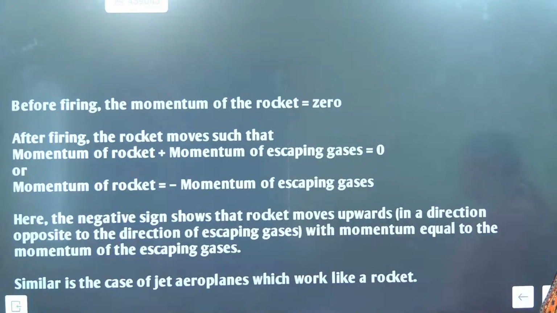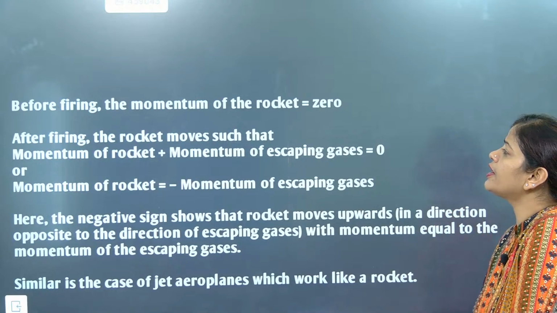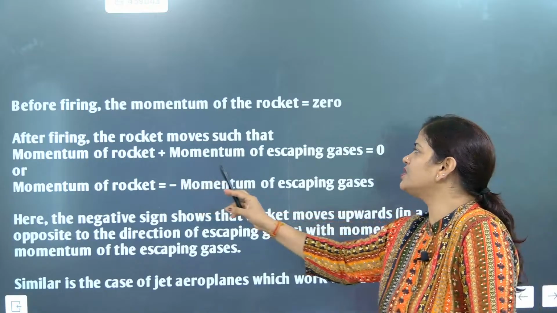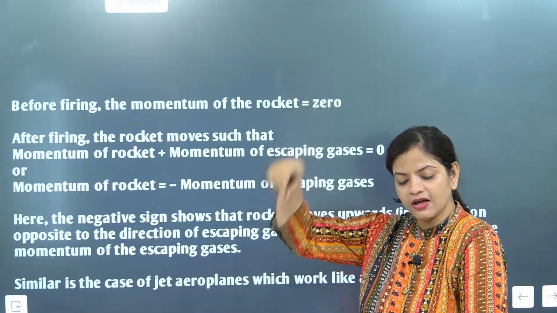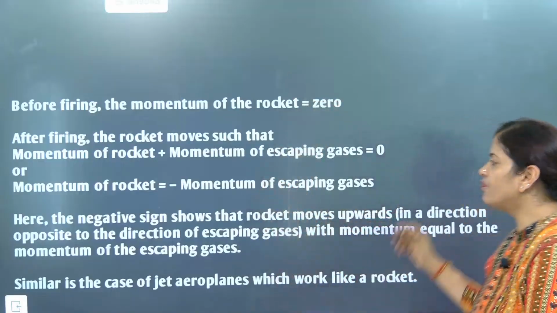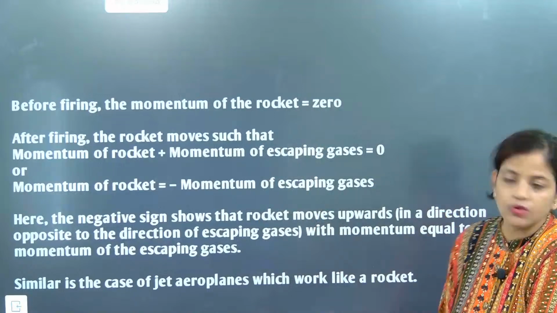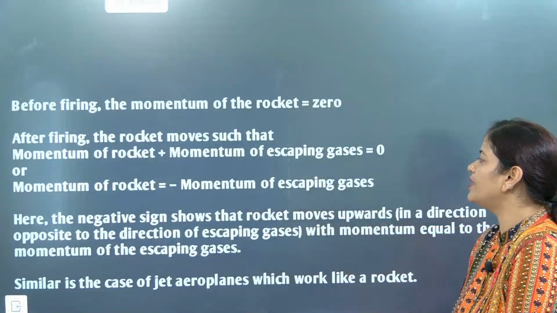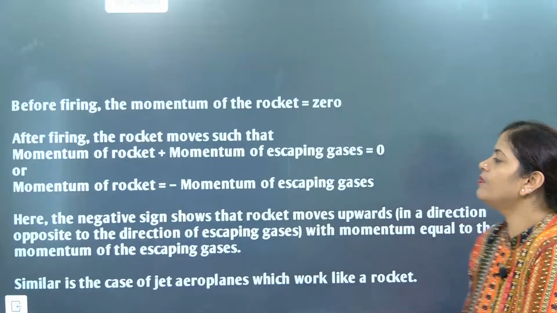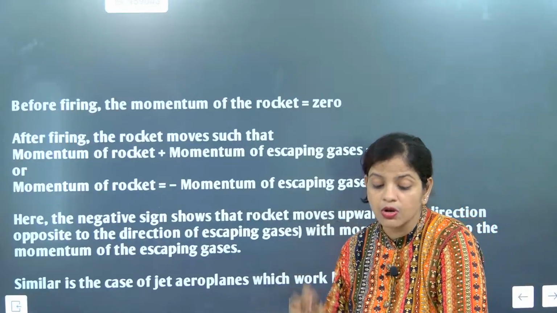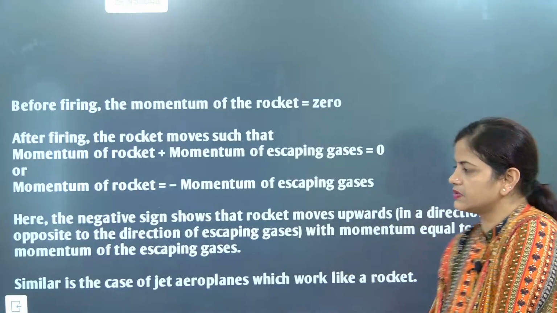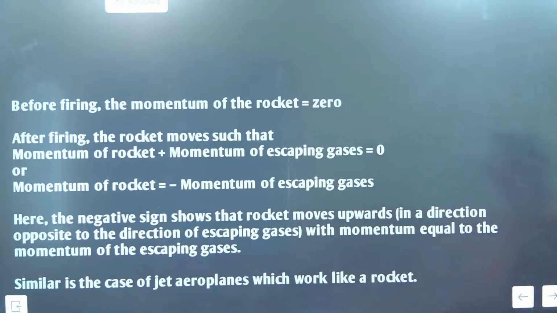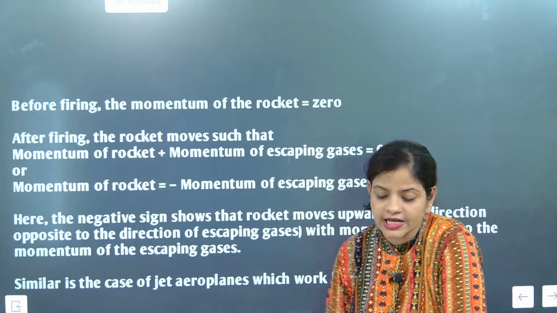Before firing, the momentum of the rocket is 0. Understood? After firing, the rocket moves such that the momentum of the rocket plus the momentum of the escaping gas is 0. Beta, why? Because forward and backward are maintaining each other, and the overall force will be considered as 0. So the momentum of the rocket is equal and opposite to the momentum of the escaping gas. It will be conserved. Understood? Here the negative is exactly showing what? Negative is showing opposite direction.